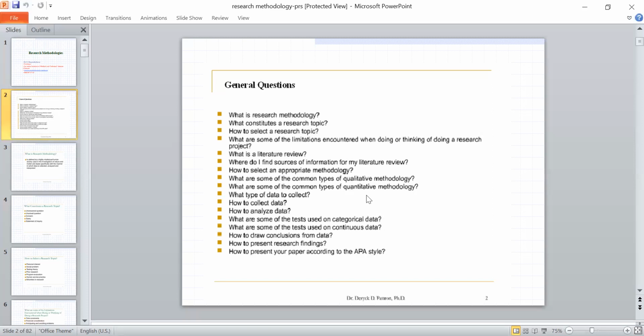What type of data to collect? How to collect the data? How to analyze the data? Here, students, staff, and scholars are many of them struggling. They struggle with the analysis of the data. That's why they could not upload papers by themselves. They ask how to analyze it, because that is called data interpretation.